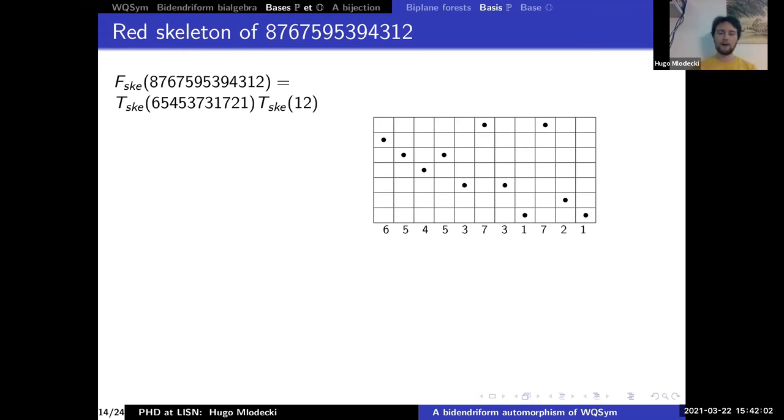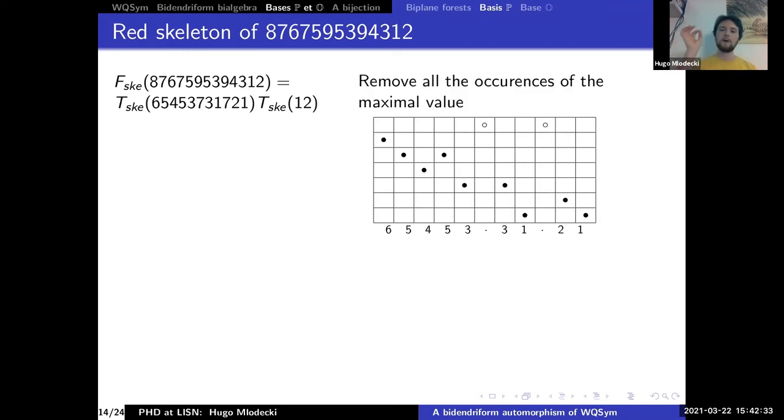The second step of this algorithm is to remove maximums. Why maximums? Actually, it is because, if you remember, for the half coproduct on the basis R, we focused on maximum, so that's why now I focus on maximum. I remove the maximums and I just keep in mind that they were there, so I put a circle instead of a bullet. And now what I do is again a factorization in global descents. So I find all global descents in my word.